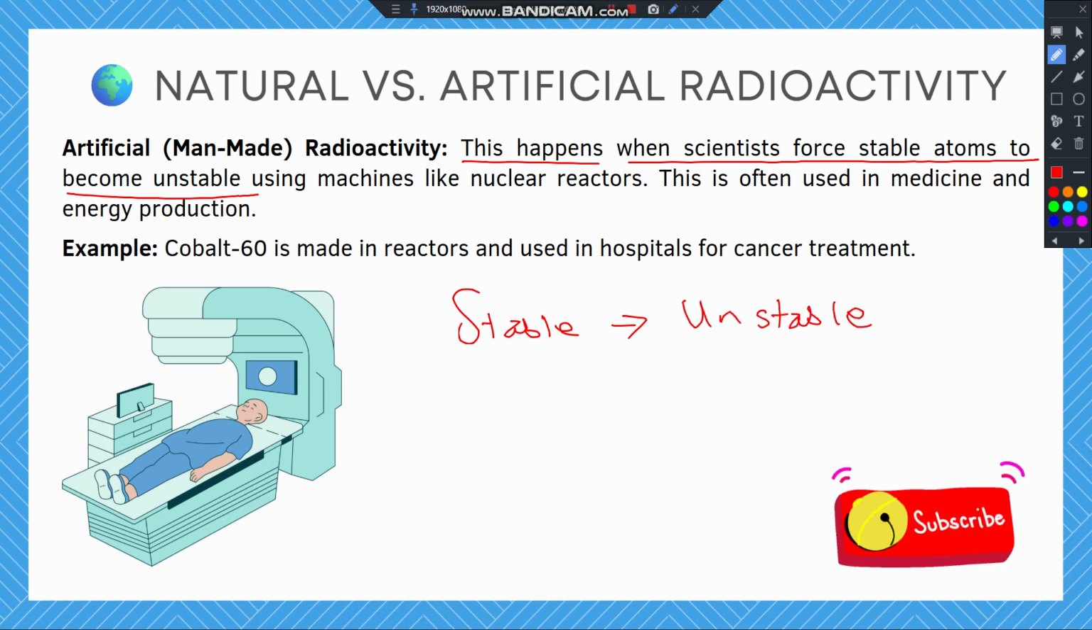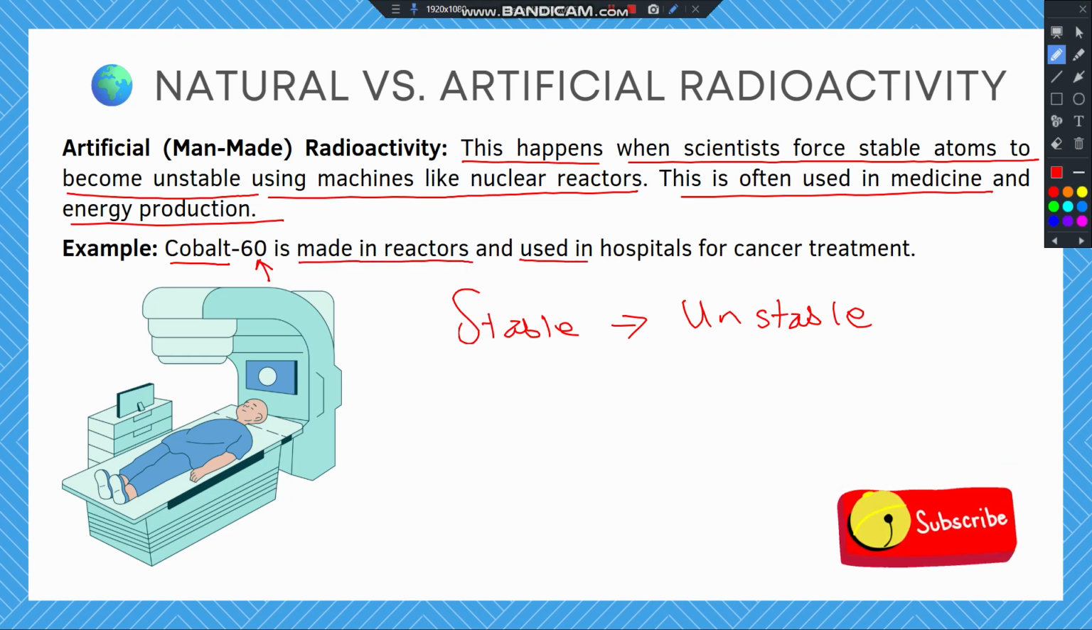And because of that, they use machines like nuclear reactors to cause this instability to unfold. This is often used in medicine and in energy production. A very good example is the cobalt element with the mass number 60. It is actually made and produced in reactors and used in hospitals for the treatment of cancer.